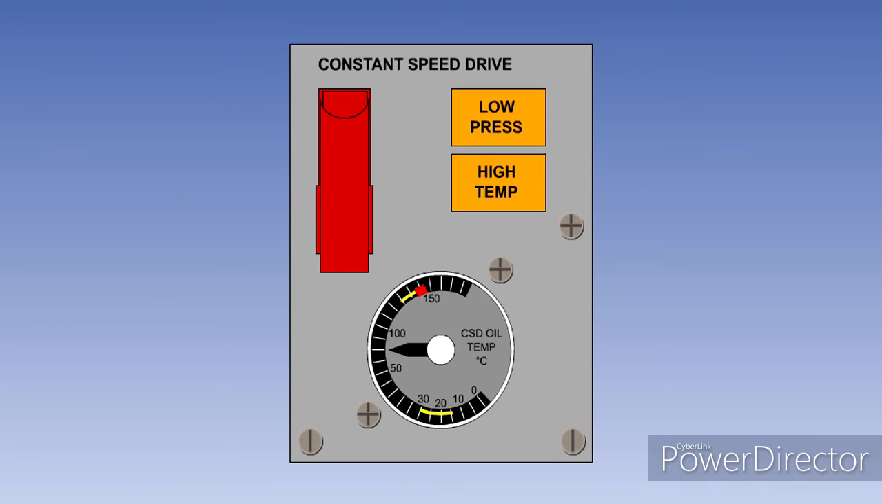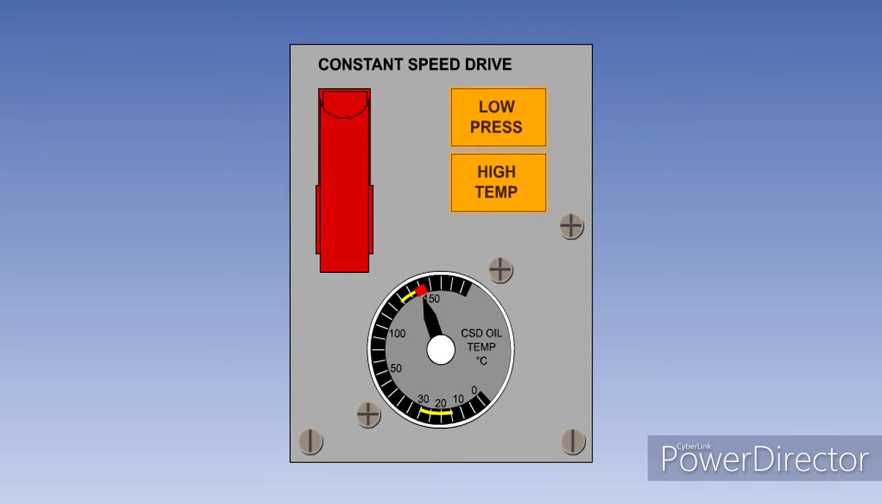There are a number of indicators on the flight deck to warn the crew of possible CSDU faults. The two main ones are low oil pressure and high oil temperature warning lights. There may also be a CSDU oil temperature indicator. The low oil pressure light will illuminate if the CSDU oil pressure drops below a predetermined minimum value. The high oil temperature light is controlled by a sensor, which is monitoring the CSDU oil outlet temperature. It will illuminate if the oil temperature becomes excessive.